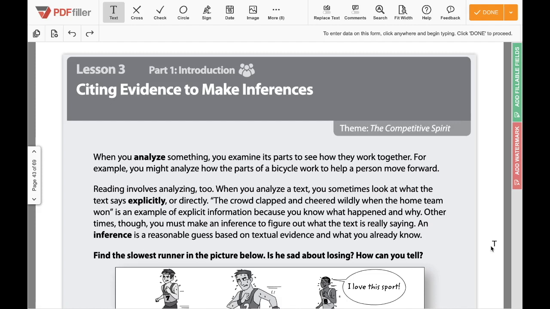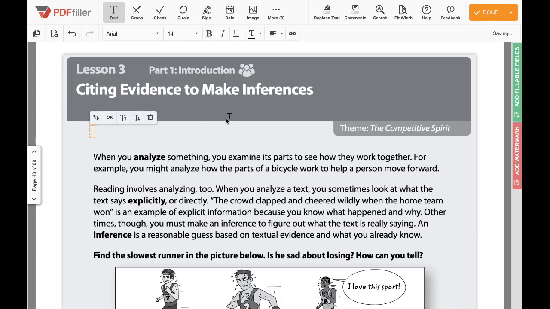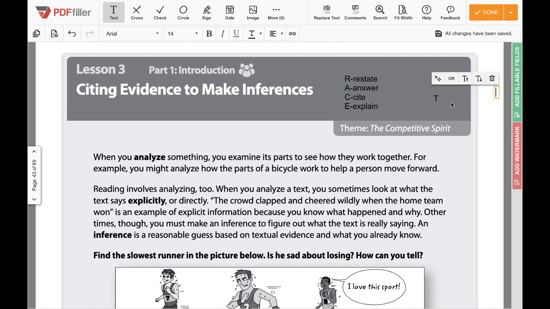We talked a lot about citing evidence in the RACE strategy, which I'm going to pop right up here. So I went ahead and popped the RACE strategy right up here, just so you guys have a little refresher. We're basically going to be looking at the C and also the E, because whenever you cite evidence, you're also looking at the explaining of that evidence.